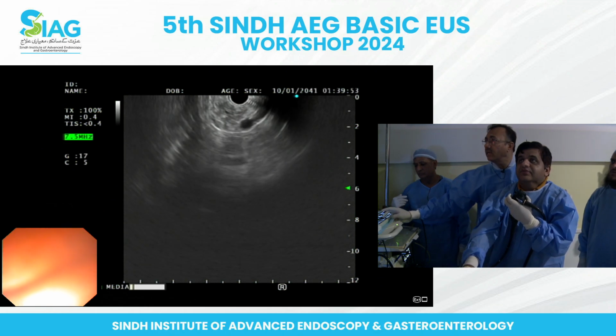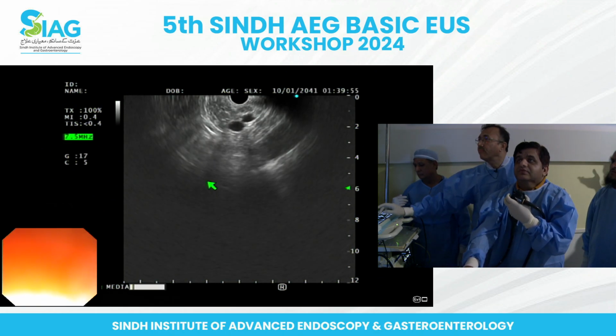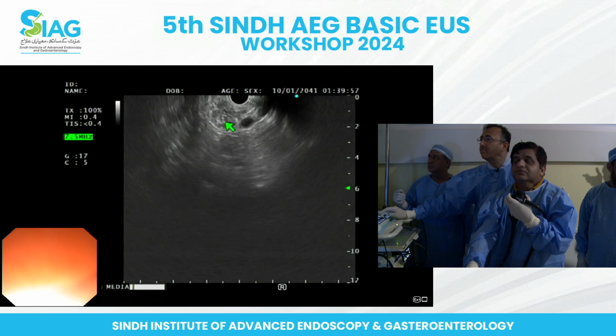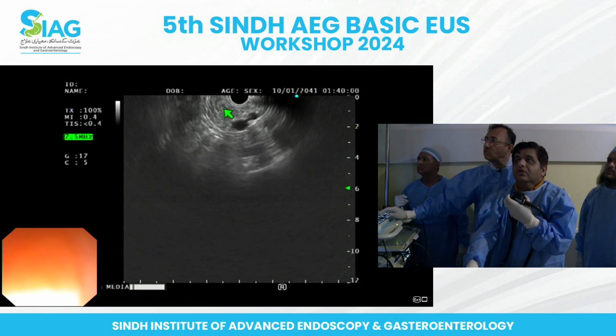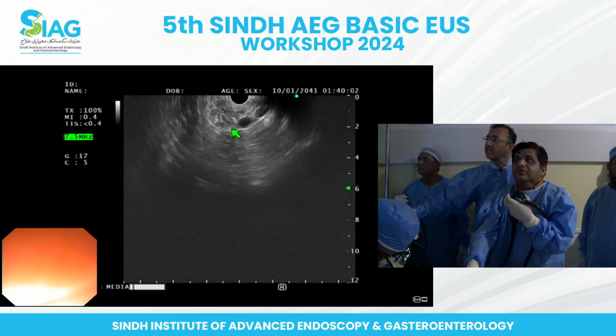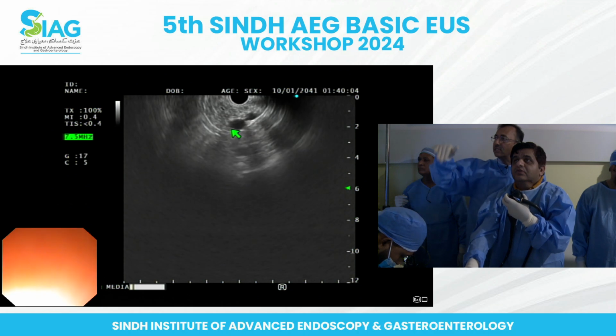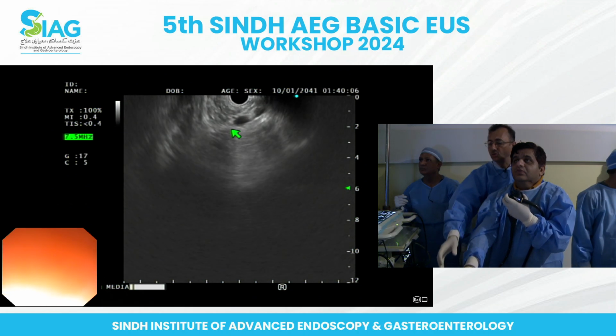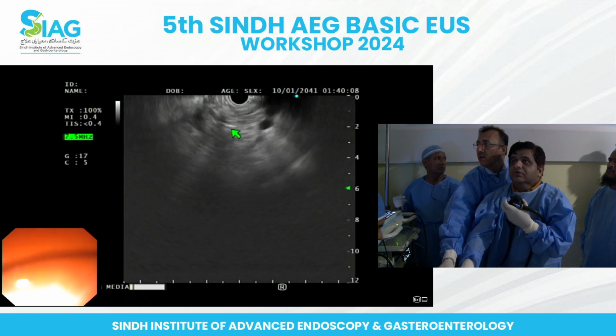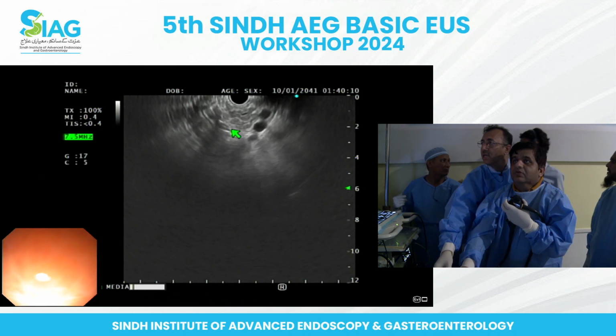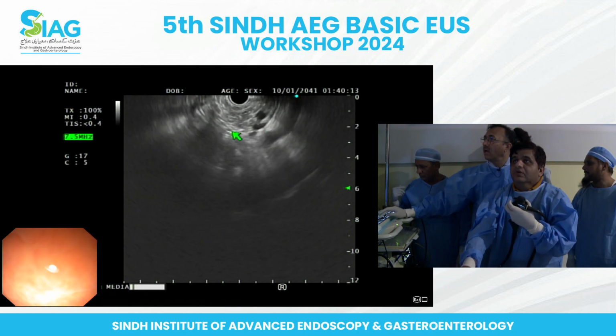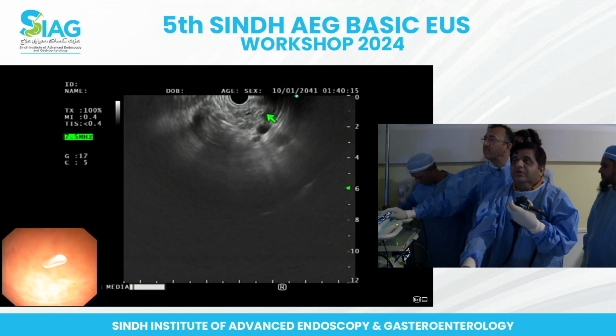So this is the pancreas. Now once you're at the pancreas, the whole attention should be at the pancreatic duct. Now bring the pancreatic duct right in the center, right under the center of your transducer. So little further push. Over here, this is the splenic vein, and this is the splenic artery.